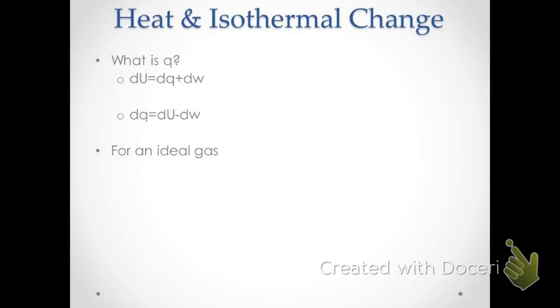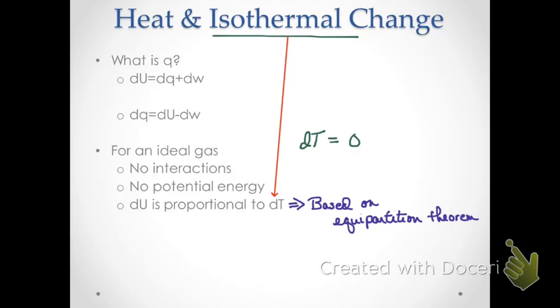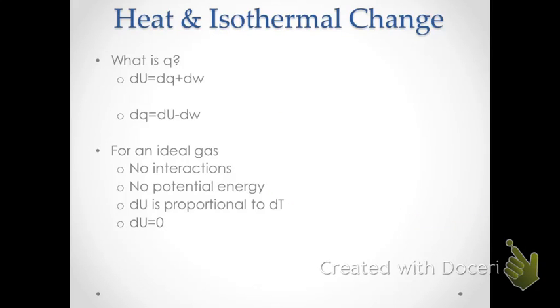For an ideal gas, of course, which has no interactions and no potential energy, we'll note from the previous slide on the equal partition theorem that dU is proportional to dT, and specifically because this is isothermal, that means no temperature change, dT is equal to 0, and that then means that dU for an isothermal process for an ideal gas, and I can't emphasize that enough, this is for an ideal gas, an isothermal process has dU being equal to 0. This is not necessarily true for real gas behavior.